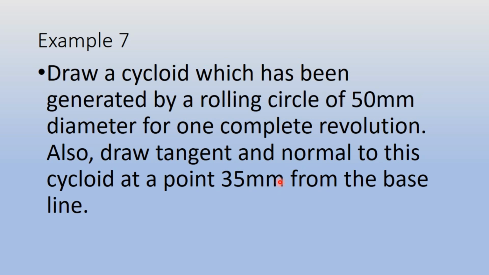So there are many things to note down here. First thing is that, as we have seen in the introduction part, what is a cycloid? A cycloid is a curve generated by rolling a circle on a straight line, say for one complete revolution or two complete revolutions. And here we have the diameter, 50 mm is enough. In addition, we also have to draw tangent and normal. As seen in the previous question, we follow the same procedure here also. We can draw tangent and normal to this cycloid easily. So we will see now how to draw this cycloid.